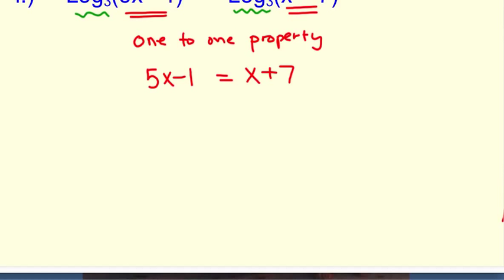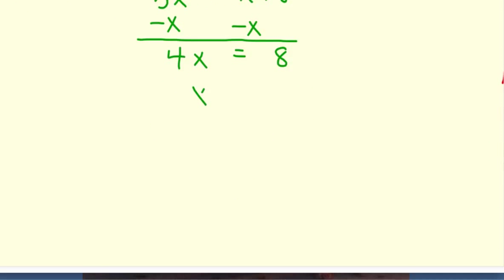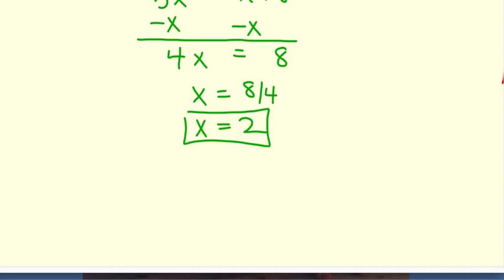Now you just solve it like you'd solve a regular linear equation. So we'll add 1 to both sides. So we're left with 5x equals x plus 8. Then we'll subtract x from both sides. So we get 4x equals 8. And then divide both sides by 4. And we get 2.